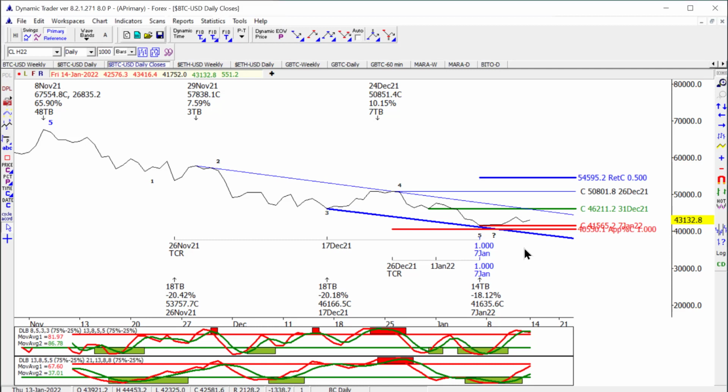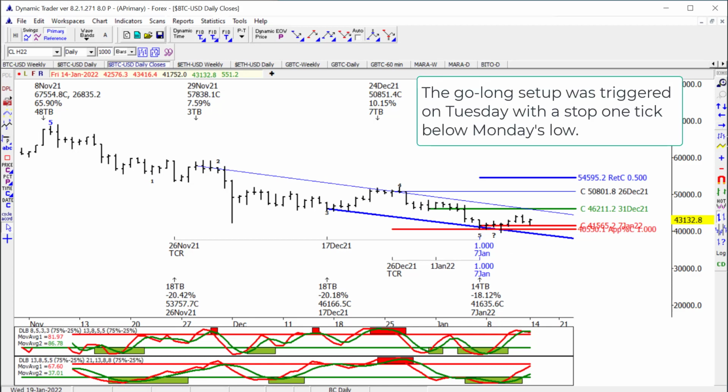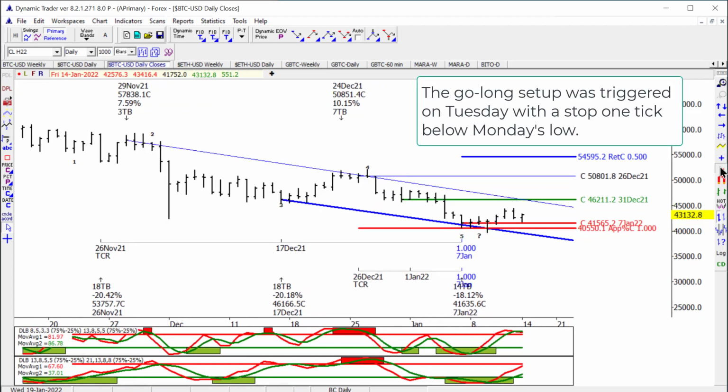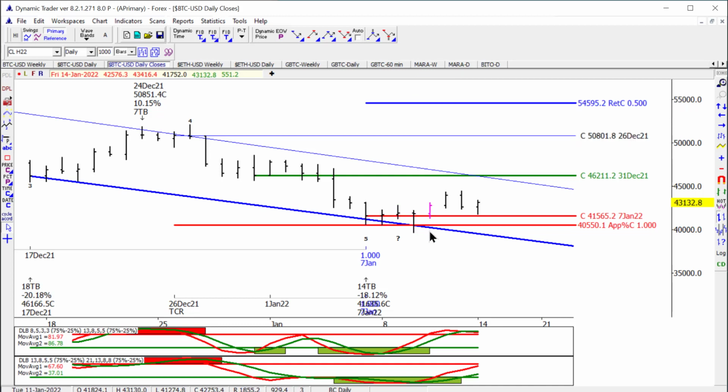Well, that trade setup was triggered on Tuesday. This is the Tuesday bar right here. I'm going to reduce this data just a little bit. That was a higher close bar that was made on Tuesday, actually closed above these 3 or 4 closes of the prior few days. That was the specific go long signal for Bitcoin, and it was following a daily momentum dual look back bull reversal.